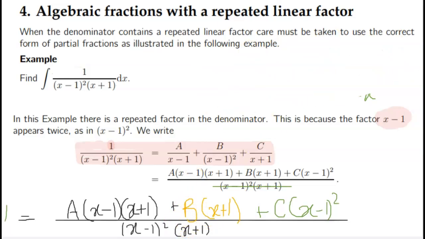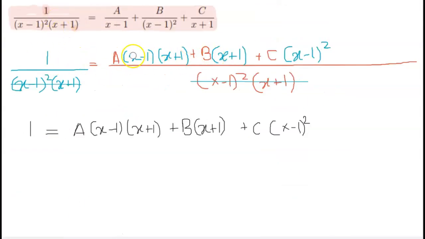Once we have this bit, we are going to cross the denominators. Because they are the same, we can cross them. The other way of doing it is to bring this denominator to that side, where it will multiply, so the bottom and the top will cancel out. Now what do I have left? I only have the numerator part, which is 1 equal a(x minus 1)(x plus 1) plus b(x plus 1) plus c(x minus 1) squared.